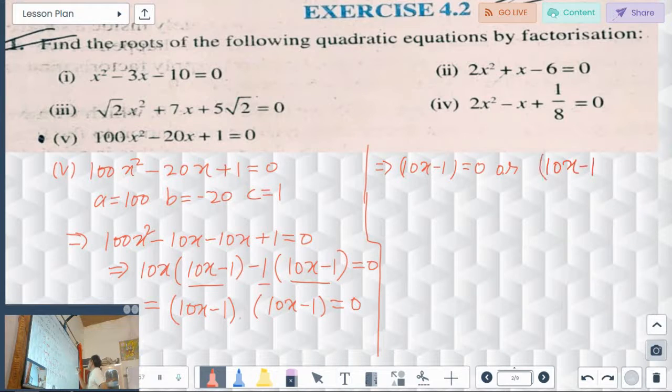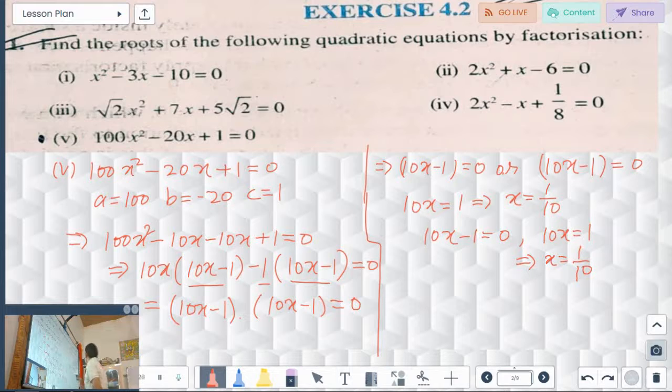10x minus 1 equal to 0. Now 10x equal to 1, x equal to 1 by 10, and 10x minus 1 equal to 0. Now 10x equal to 1 and x equal to 1 by 10. The two roots of this quadratic equation are 1 by 10 and 1 by 10. Answer.